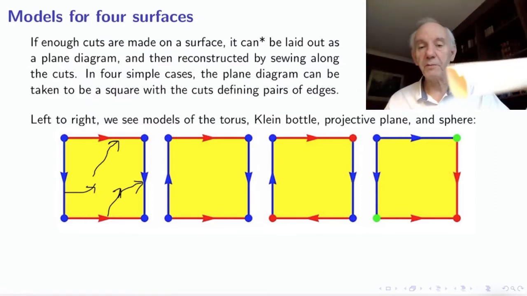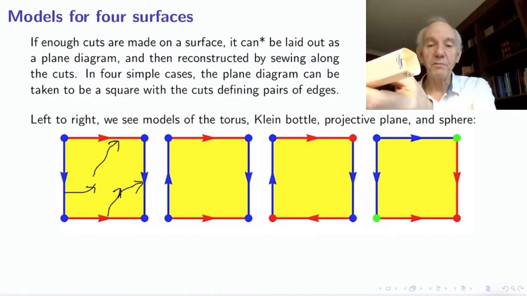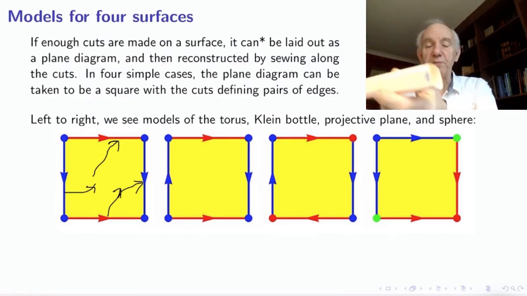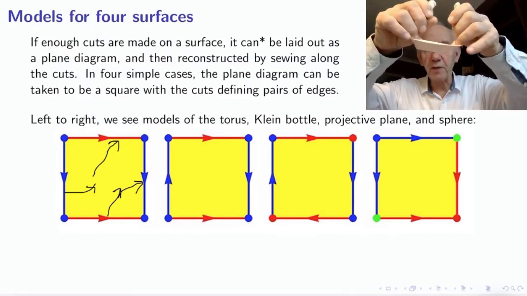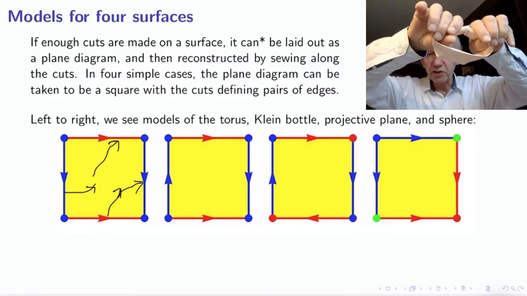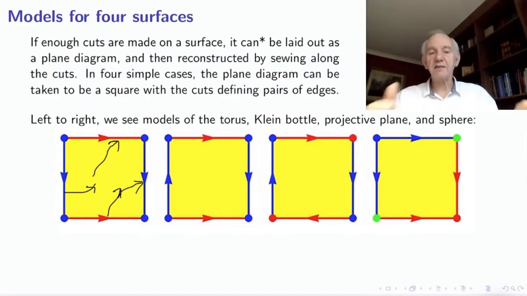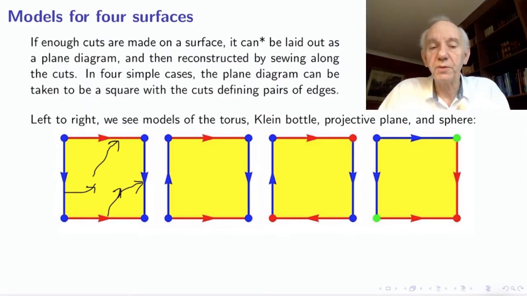I can't really show you here because paper is too rigid, but here I've sort of got the blue. You can still see the blue edges, and with the arrows being consistent, if it were made of rubber, I could just join it together and I'd get the torus. So that's the model of the torus.